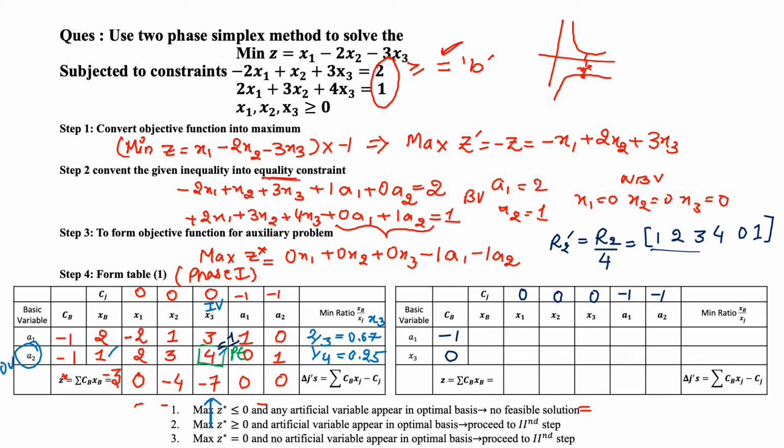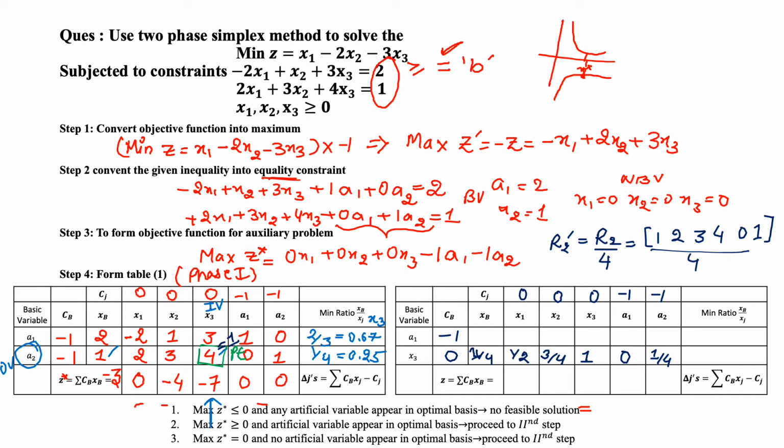Divide the whole row by 4 and you will get your elements, that is 1 by 4. 2 divided by 4 is 1 by 2. 3 divided by 4 is 3 by 4. Then 4 divided by 4 is 1. This will become 0 and here I am having 1 by 4. So this is my new pivot row.